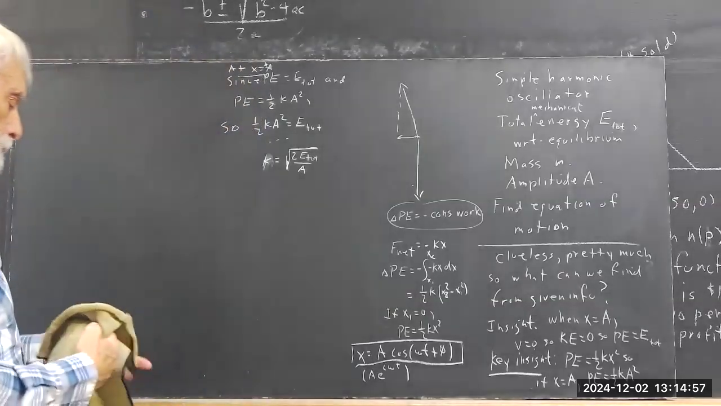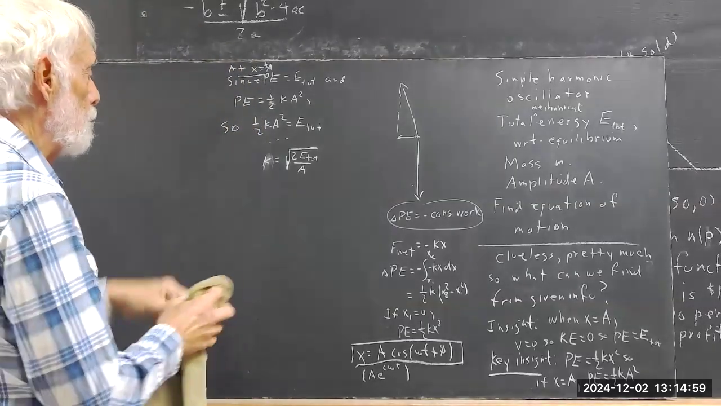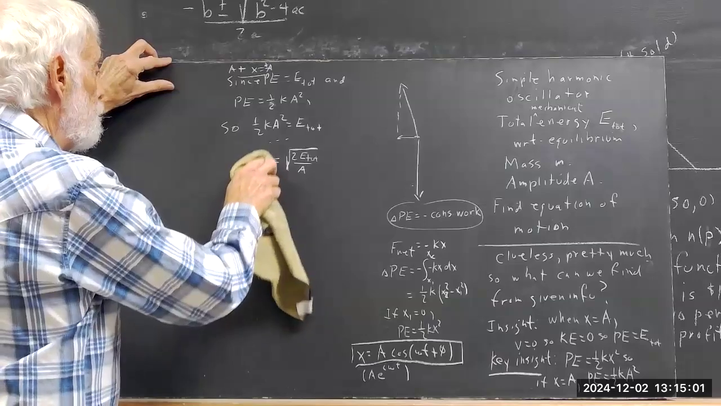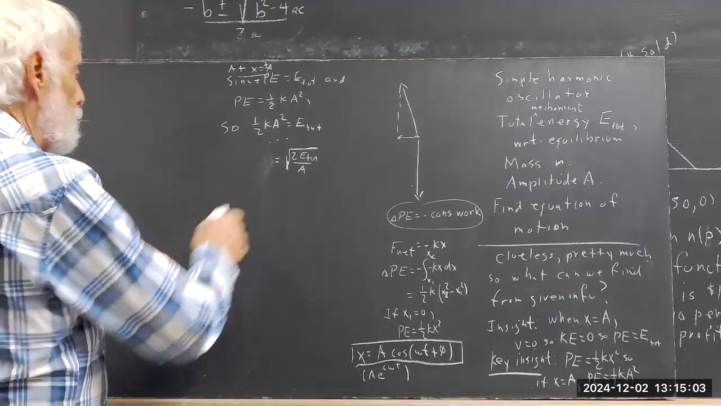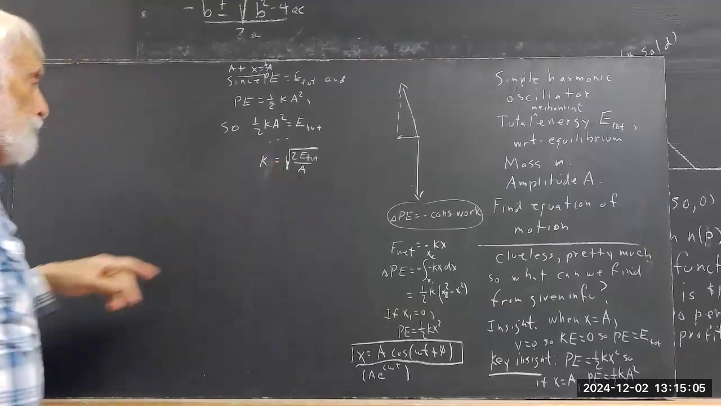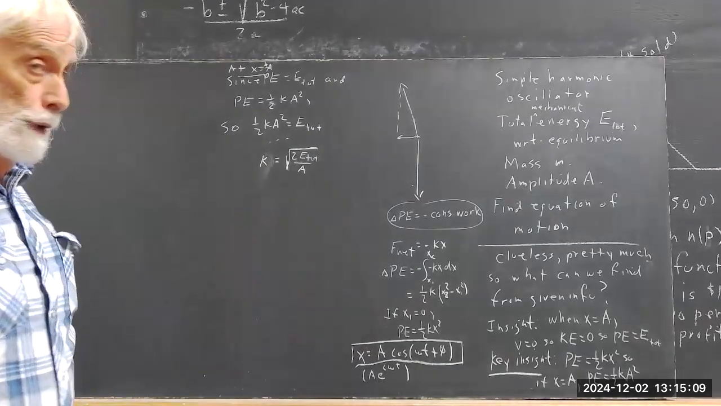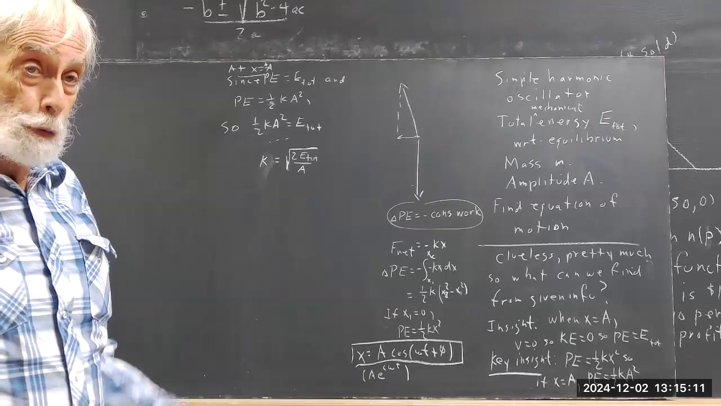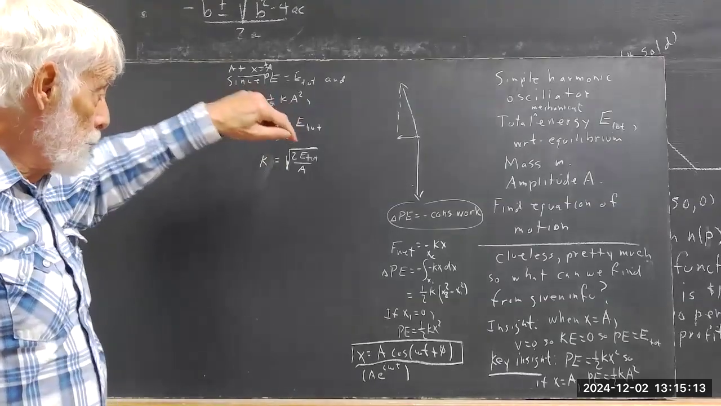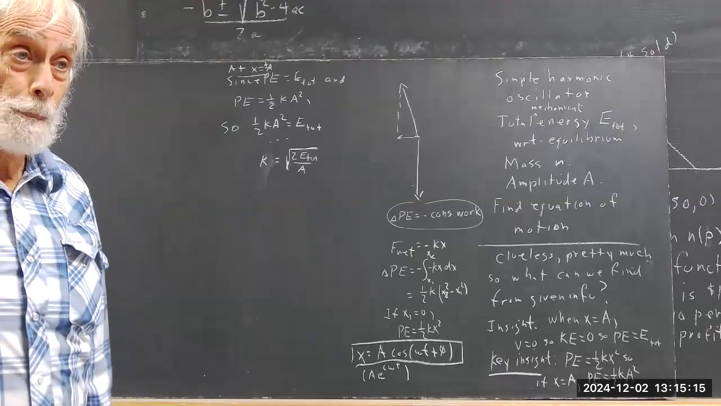Okay. So we solved the equation for K, not A. I wrote down A, probably just because my eye caught an A there. But there it is. Okay. So if we're given total energy and A, we can find K.